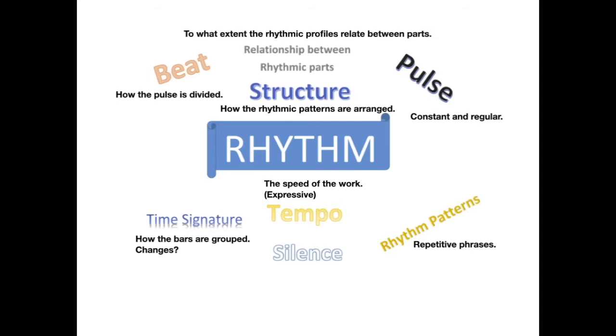The relationship between rhythmic parts. It would be very strange to hear a piece where for the entire piece, every instrument, voice, whatever, has the exact same rhythm. So it's important to delineate those rhythms between the different instruments and the different voices, and talk about how they relate. Do they relate? Are they completely juxtaposed? Are they very similar? Does one complement the other?